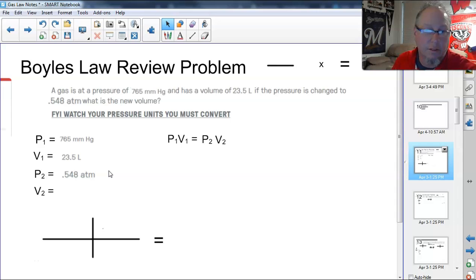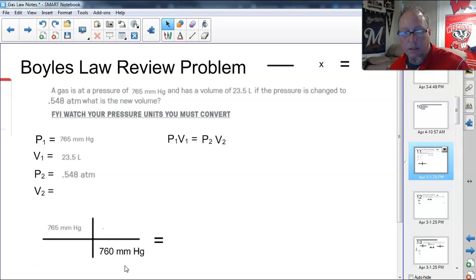So 765 millimeters of mercury, I could change this to millimeters of mercury, or I could change this one to ATM. It does not matter which way you do it, but the two pressure units in the problem do have to be the same. I'm going to take 765 and do a conversion to change that into ATM.